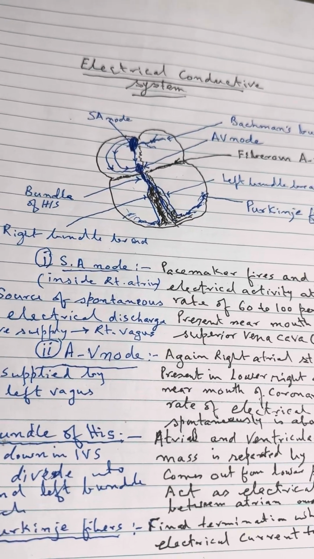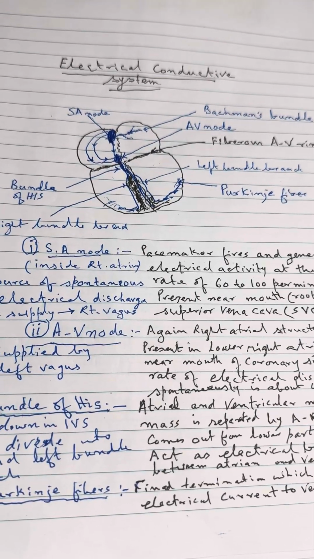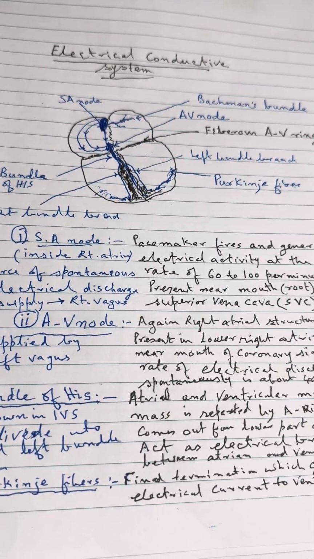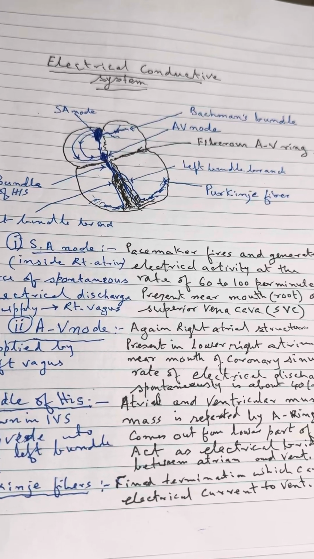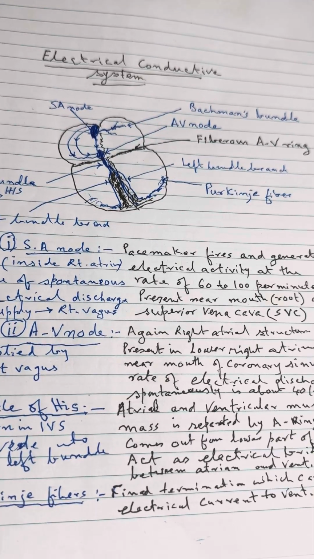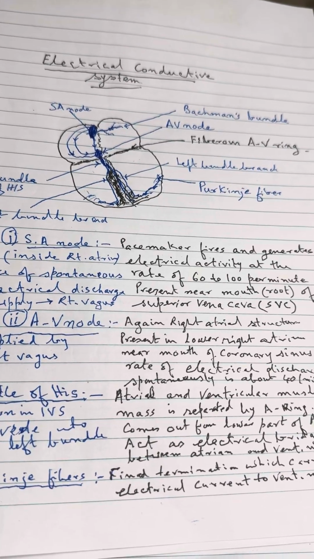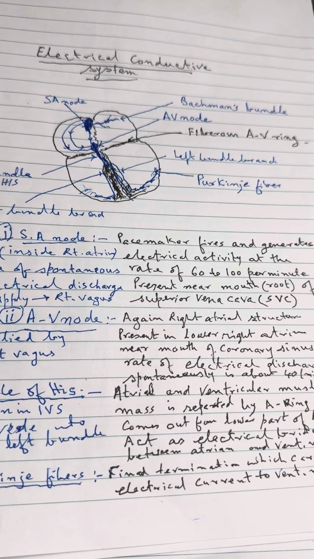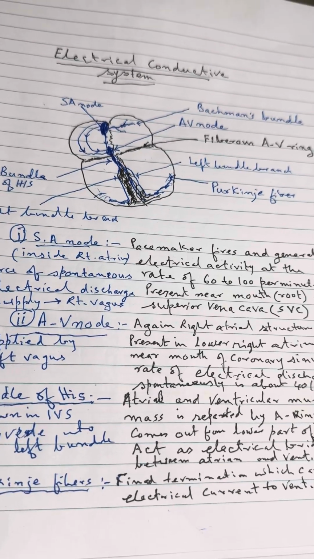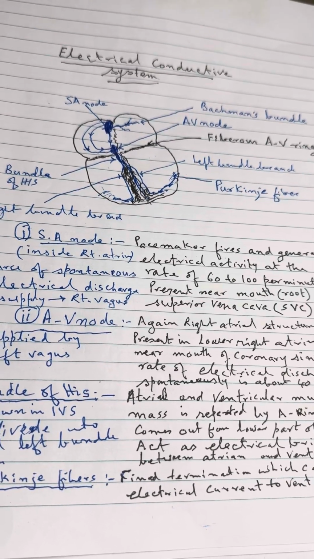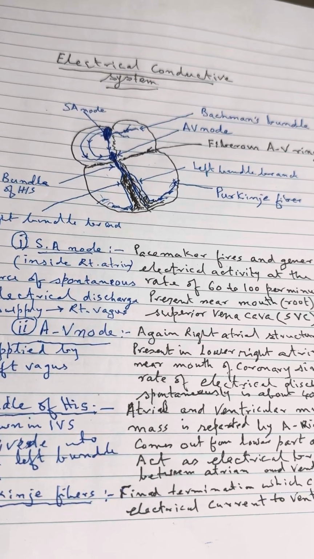Now, we know that the heart has got two masses of muscle. One is the atrial mass, another is known as the ventricular mass, and in between is a fibrous ring. So there is no muscular continuity from the atrium to the ventricle. Then how will the impulse go down?